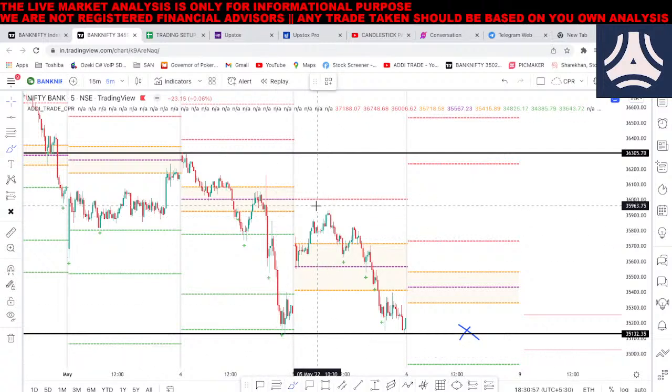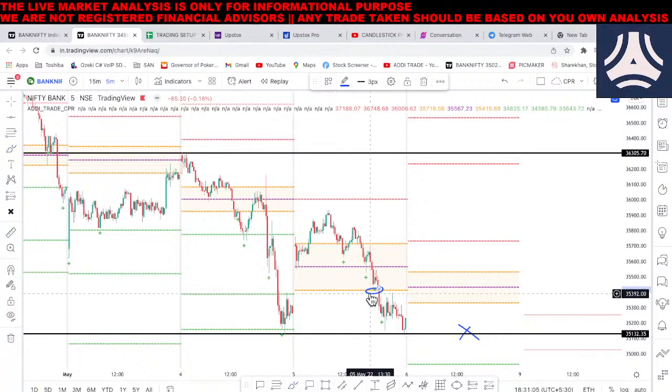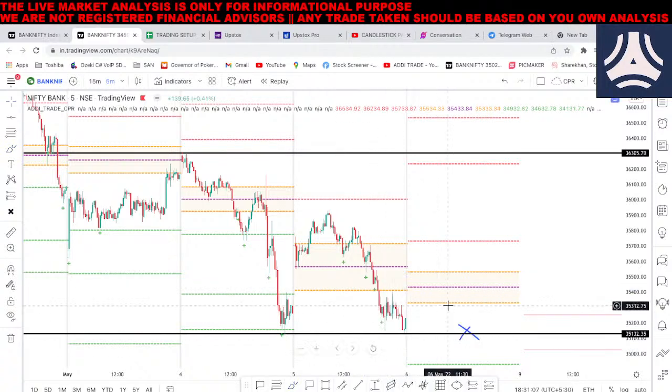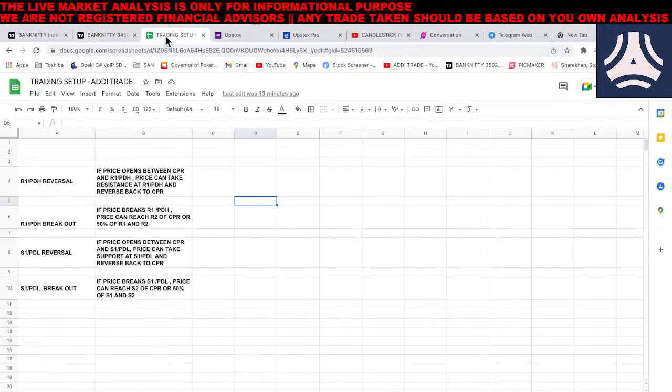So based on these 4 setups that I explained, there was no good trade, but there was a trade the moment the CPR broke on the downside. Those are different setups. See, there are about 8 to 9 setups using CPR. I'm just explaining today only these 4 reversal and breakout setups.